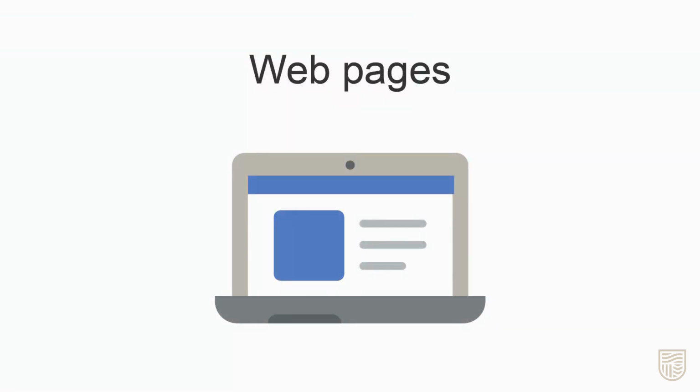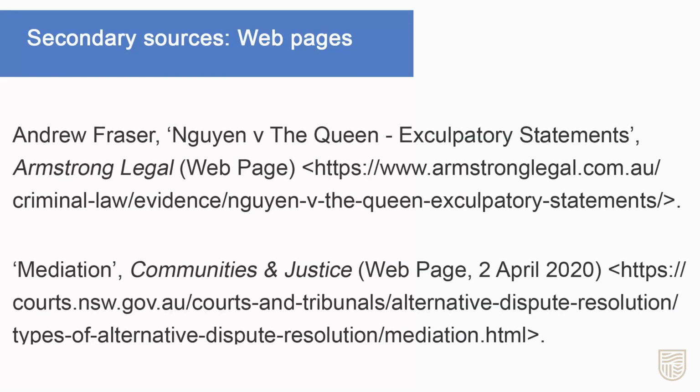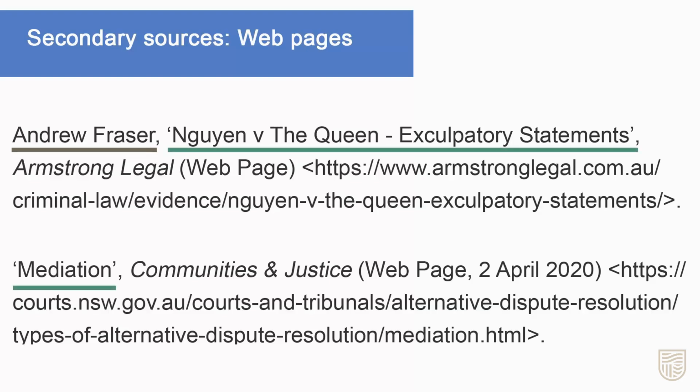The next example is a guide for web pages. Please consult the AGLC4 guide, Rule 7.16, for social media posts, including YouTube videos. A web page includes the following elements. Where available, the author. If no individual author is listed, omit the author. The web page title is presented in single quotation marks, like a journal article.